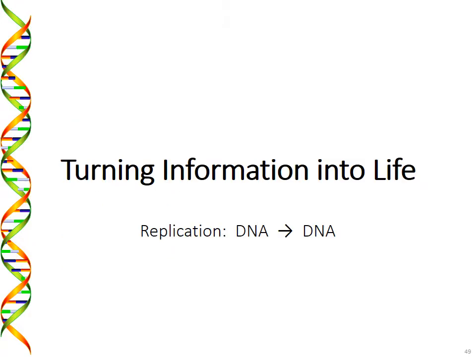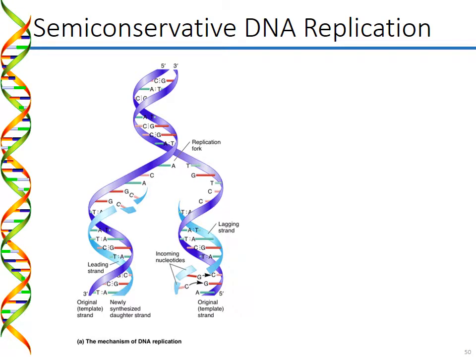Now let's take a look at DNA replication, which is making a DNA copy of an existing strand of DNA. This occurs by semi-conservative DNA replication. It's referred to as semi-conservative because you have a double-stranded DNA molecule, and at replication, the two strands will separate at what is called the replication fork. The original strands are shown in dark blue. The new strands, or the daughter strands, are shown being synthesized in a light blue.